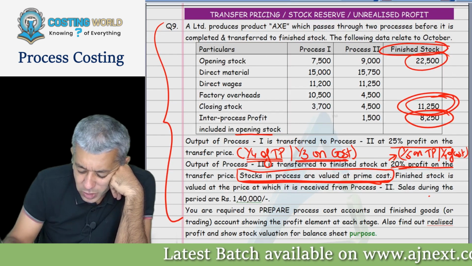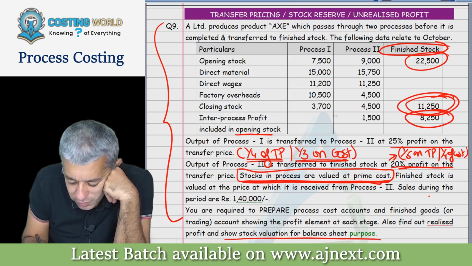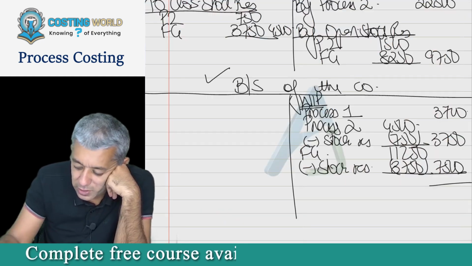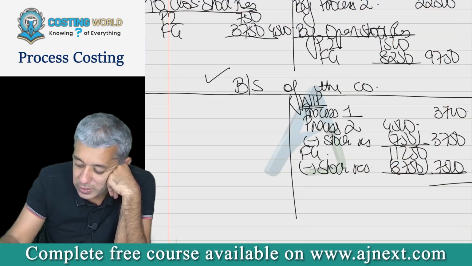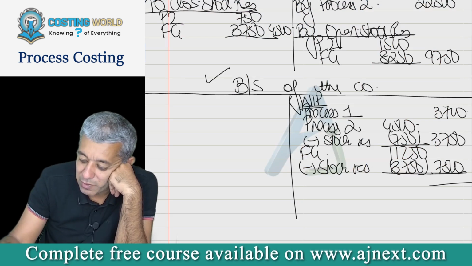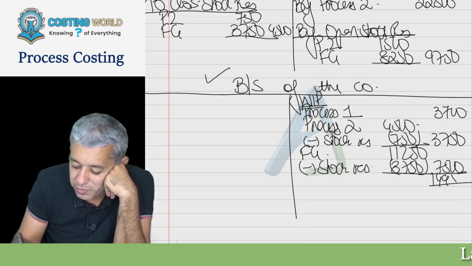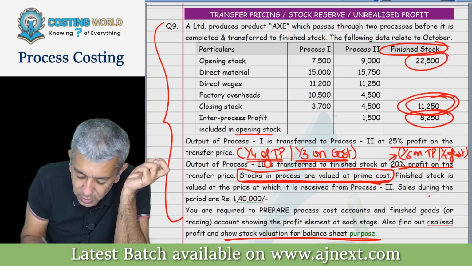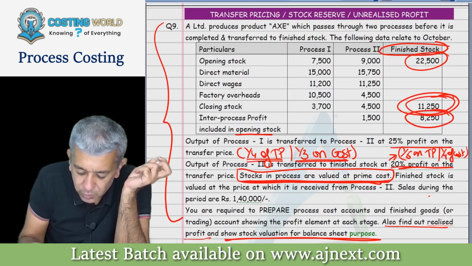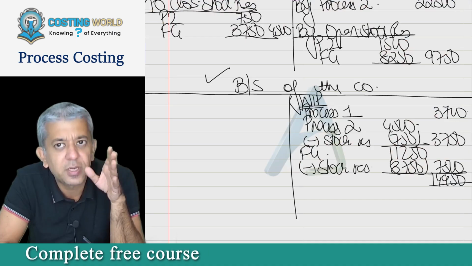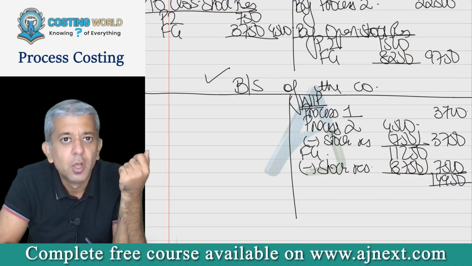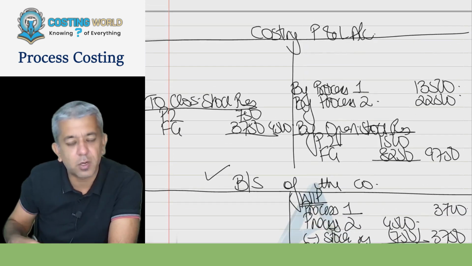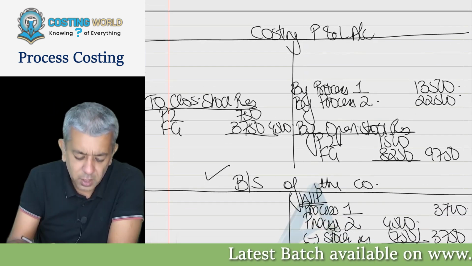Someone had asked me this last thing: show stock valuation for balance sheet purpose. I have done that. Total of these three figures, 3700 plus 3750 plus 7500, is 14,950. Okay. This is one thing. Further, it asked me also to find out the realized profit. Realized profit means a profit that the company has earned. Whatever the company will earn will be nothing but realized profit. So let me prepare a costing P&L account for that. Costing P&L account, everything is done.